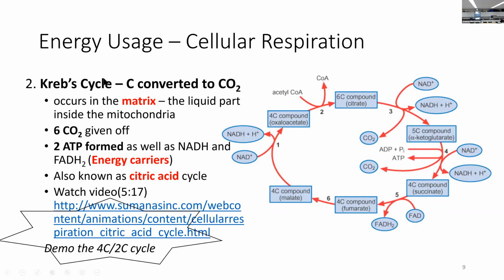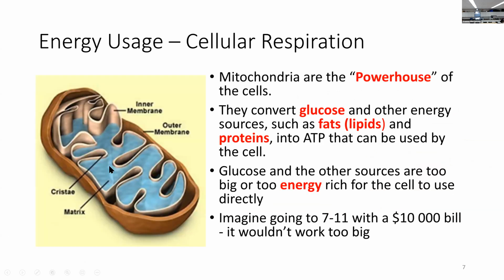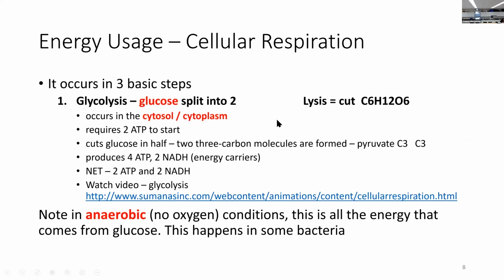The Krebs cycle is the big one. And in it, carbon that we have is converted into carbon dioxide. And it occurs in the liquid part in the inside here. Glycolysis happens out in the cytoplasm.